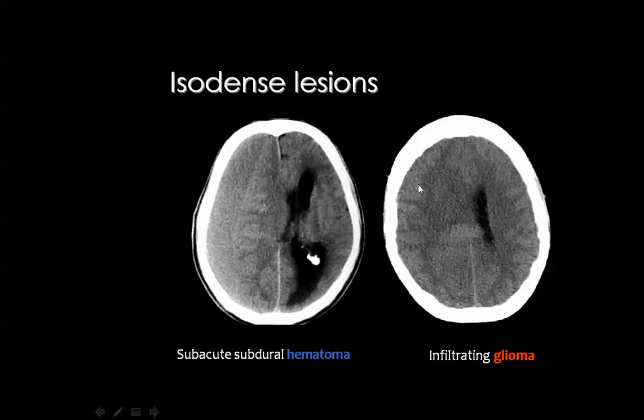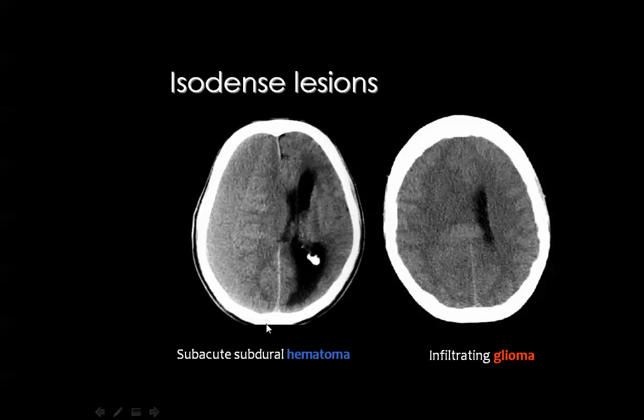In this example, you cannot see the ventricle, which is compressed, and you cannot see also the cause of ventricular compression. Then whenever you are confronted by an isodense lesion, which is producing a mass effect on the CT scan, then remember that you are most likely in the differential diagnosis of one of two, either the subacute subdural hematoma or an infiltrating glioma.